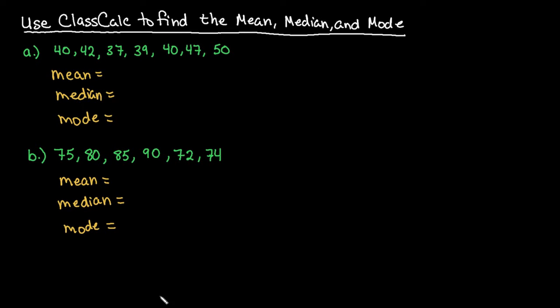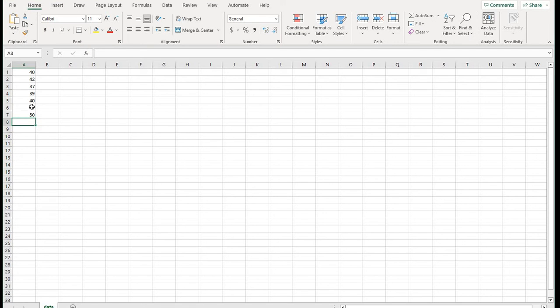The first data set, I actually already typed the data into Excel. So you can see that the 40, 42, 37, 39, 40, 47, and 50 are in here. The reason I did this is because you can upload data from an Excel file, or if you're working in a homework platform that allows you to download the data into Excel, you can put it in here and then you can save it as a CSV file. In order to upload the data into ClassCalc, it does have to be listed as a CSV file.